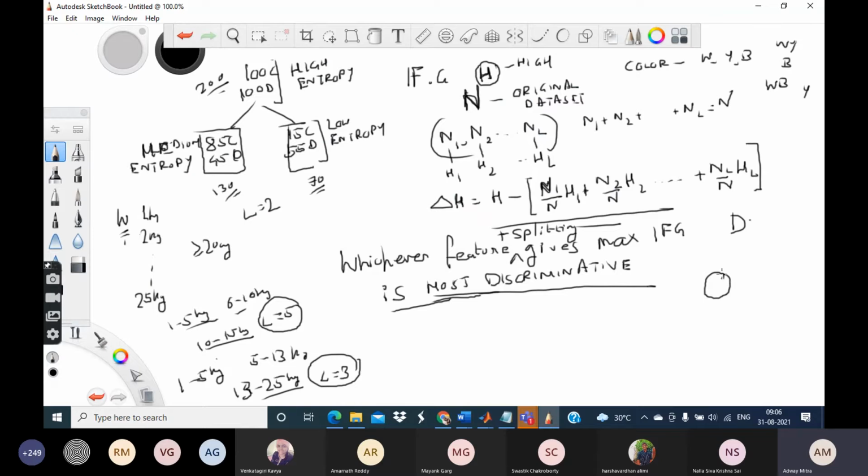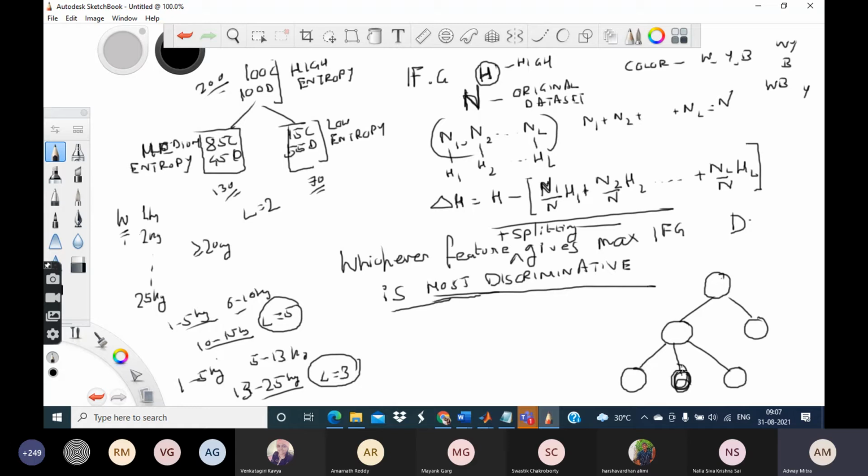So this is my original data set. Now I split it in this way. Let us say this is the first split, and then let us say that here is the second split. Here I have split into three ways, right? Is this what you are asking? How to calculate the information gain in this case?